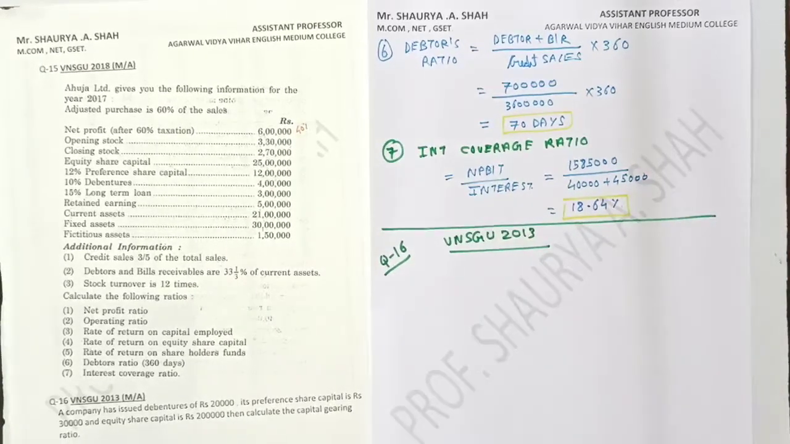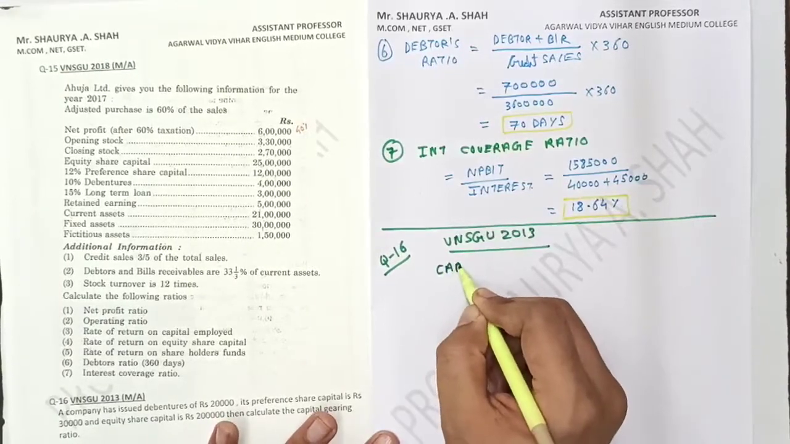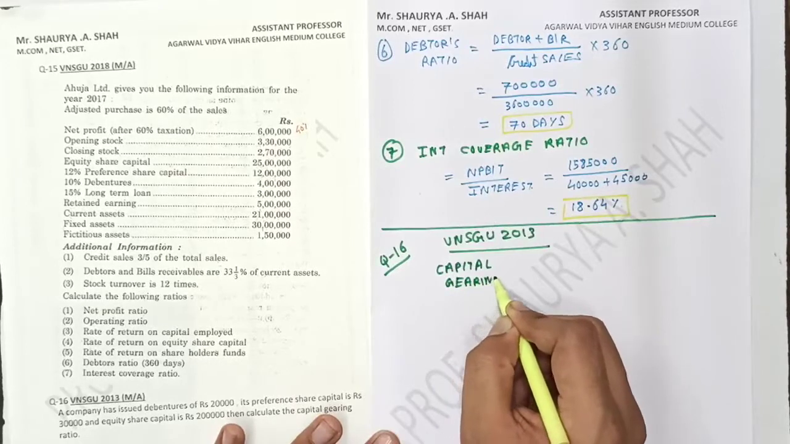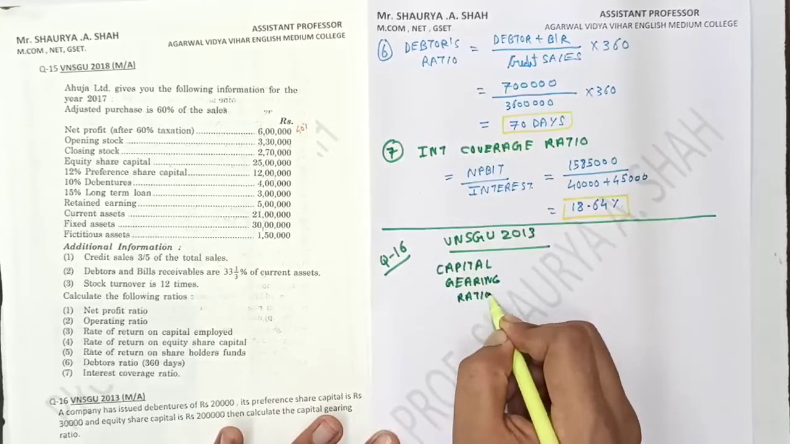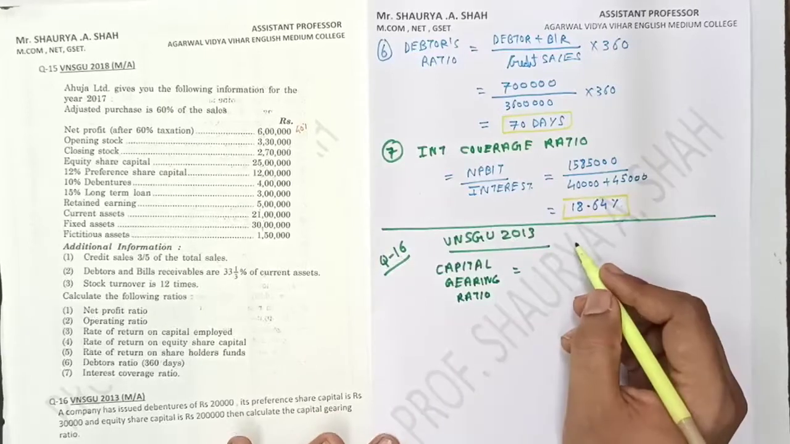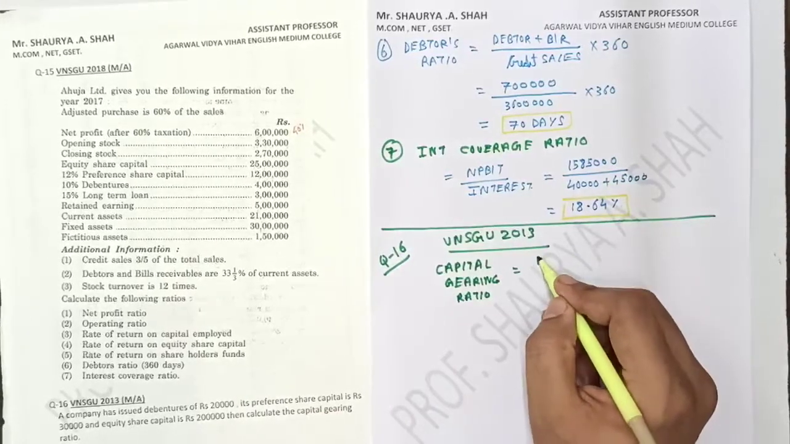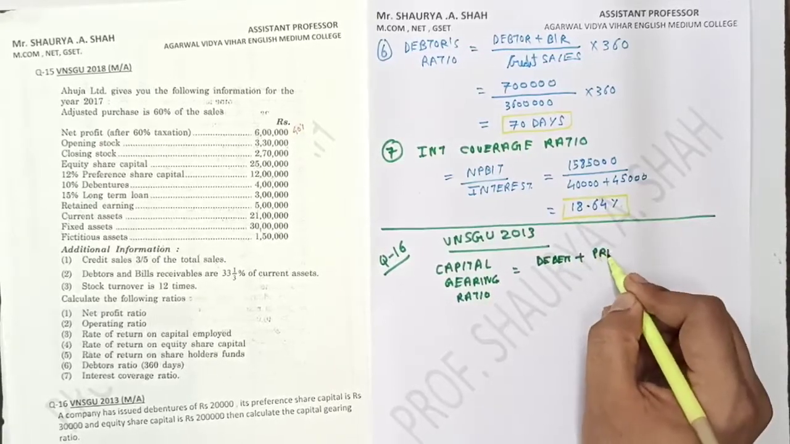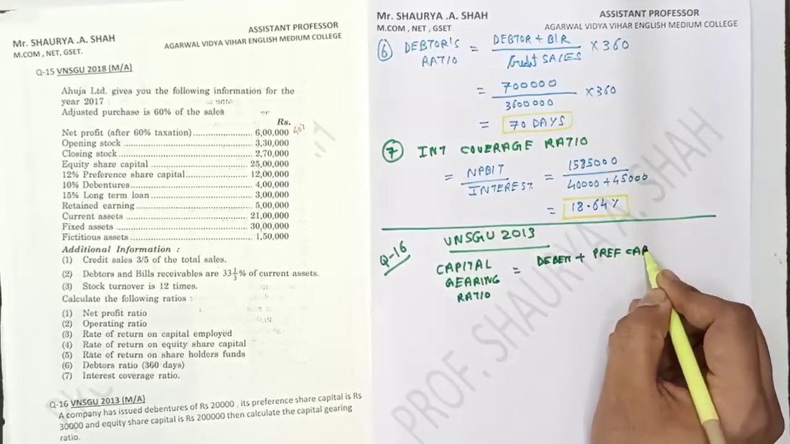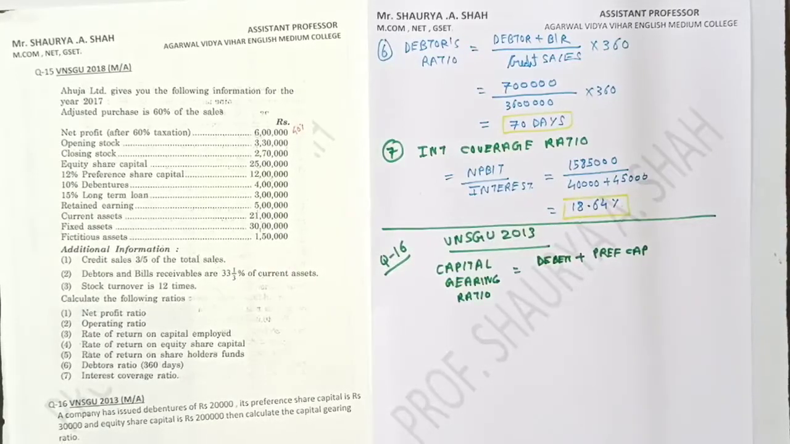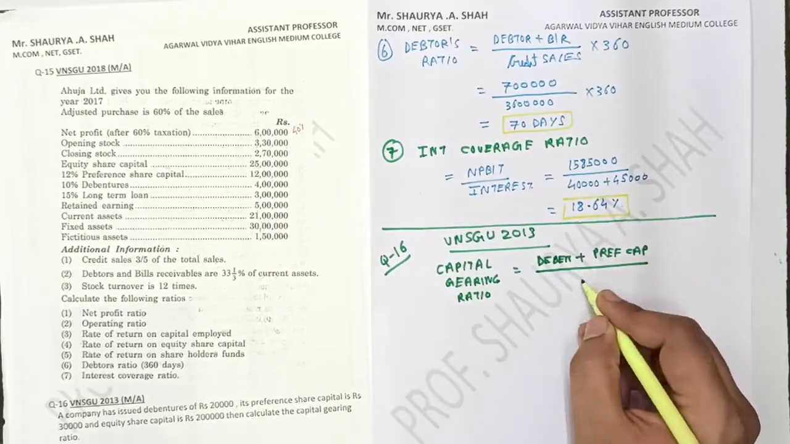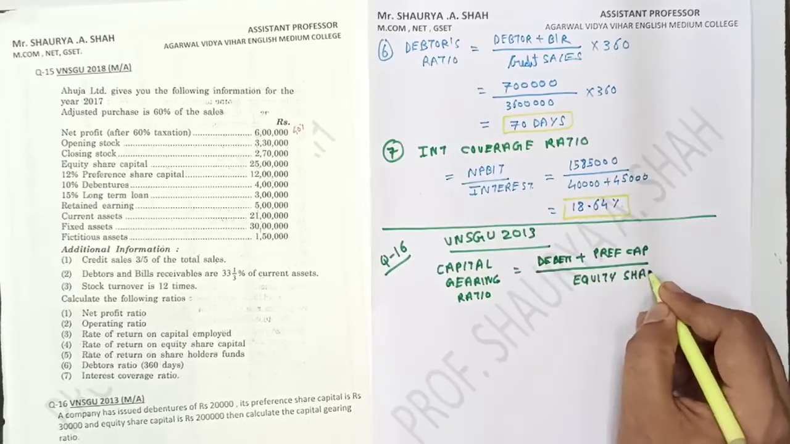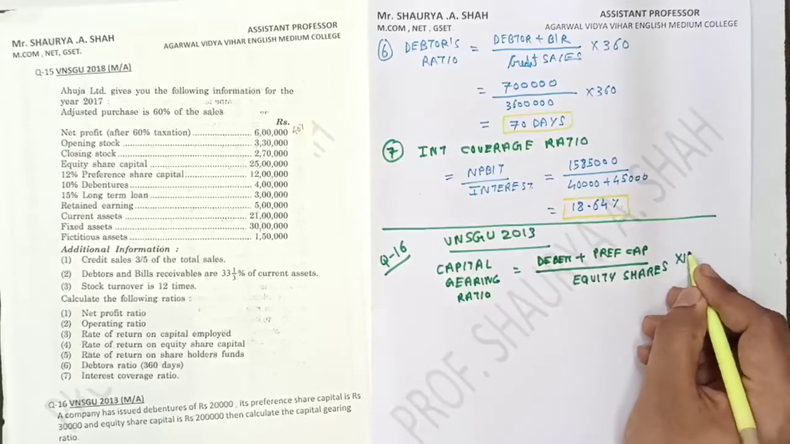What is capital gearing ratio, students? We will write down the formula first. Capital gearing ratio equals fixed interest bearing securities, right? Fixed interest bearing securities include two things: you have debentures plus preference capital, divided by equity shares, into 100.